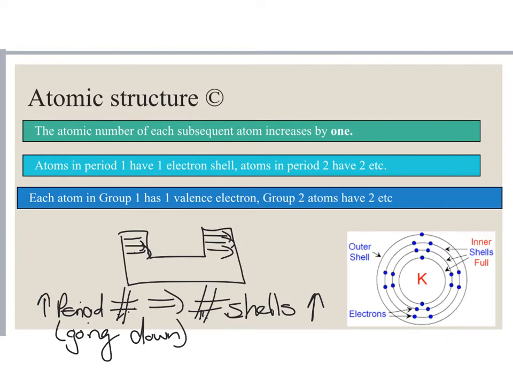As we go across though, we increase the valence electrons, so that's going across.